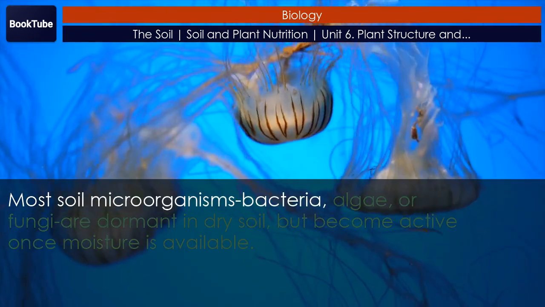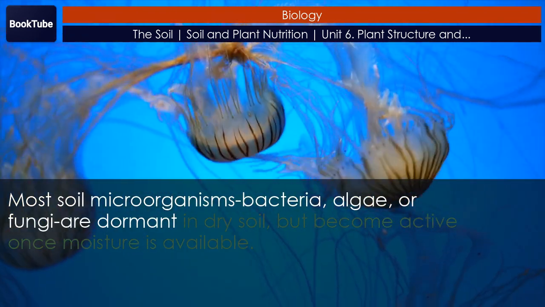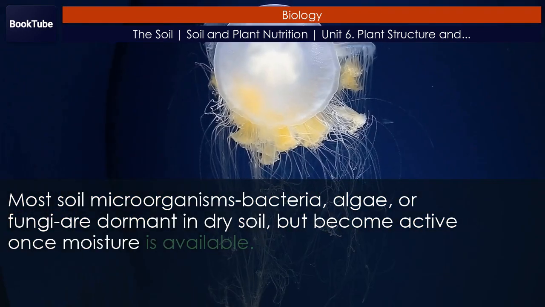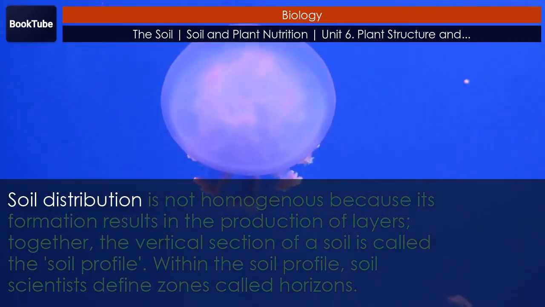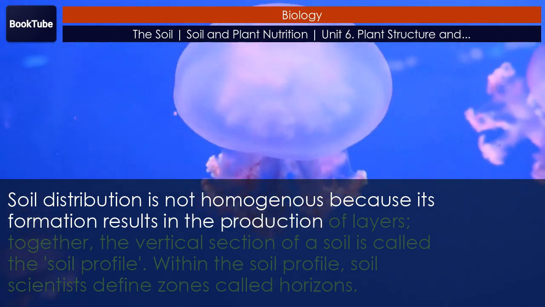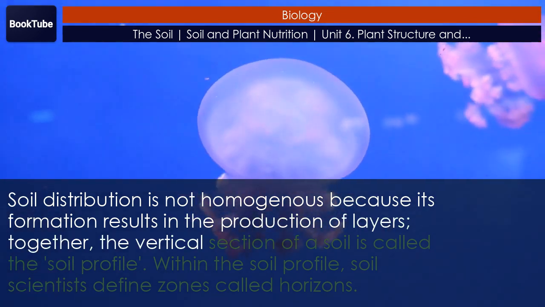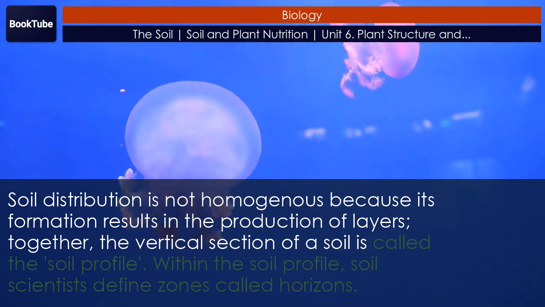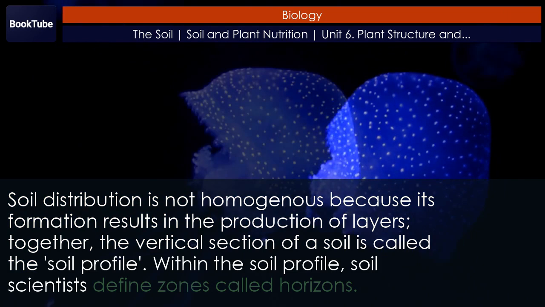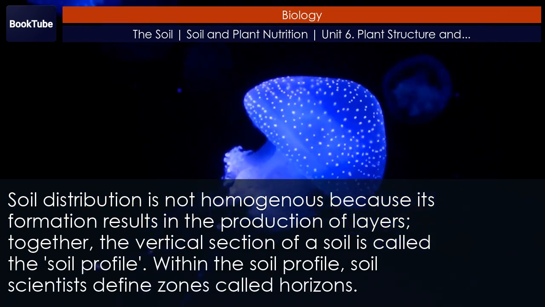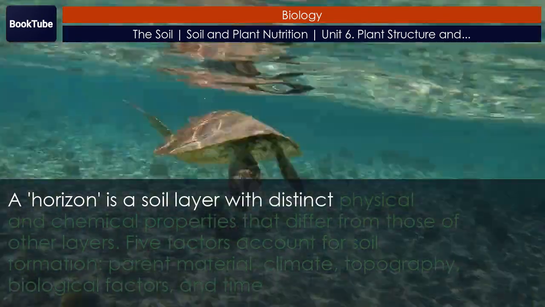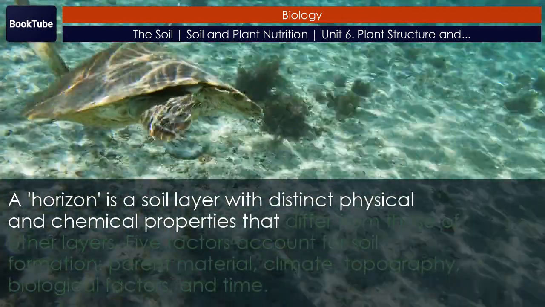Most soil microorganisms, bacteria, algae, or fungi, are dormant in dry soil, but become active once moisture is available. Soil distribution is not homogeneous because its formation results in the production of layers. The vertical section of a soil is called the soil profile. Within the soil profile, soil scientists define zones called horizons. A horizon is a soil layer with distinct physical and chemical properties that differ from those of other layers.